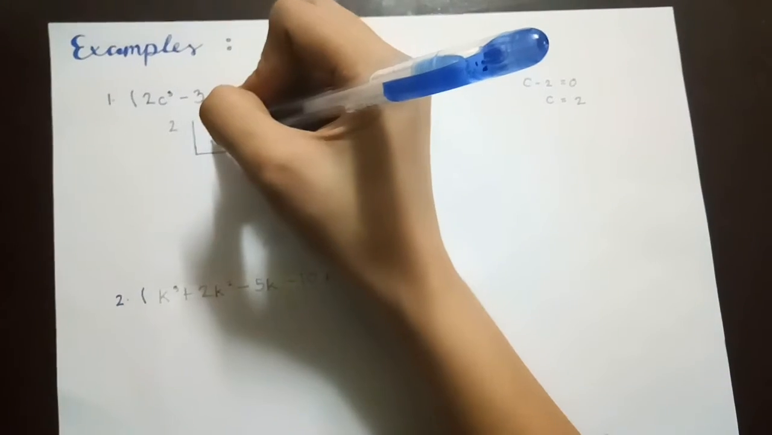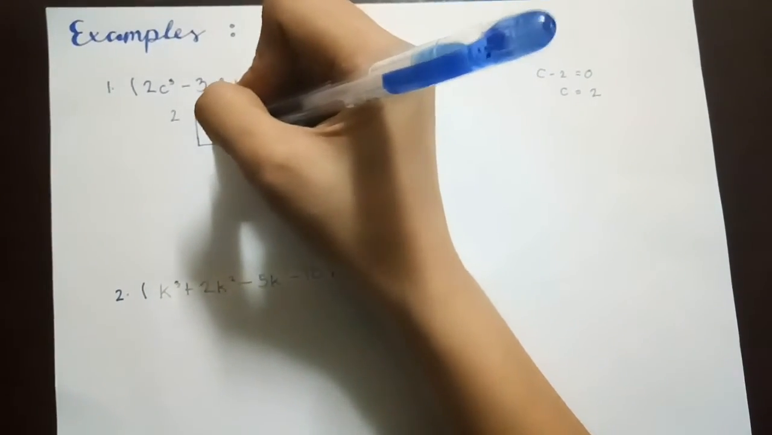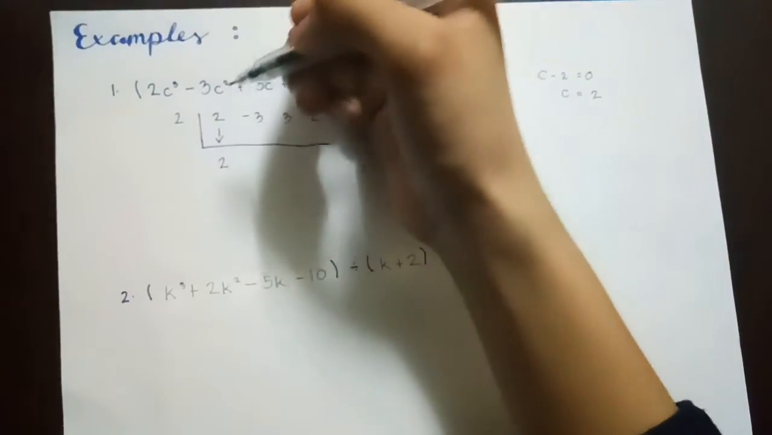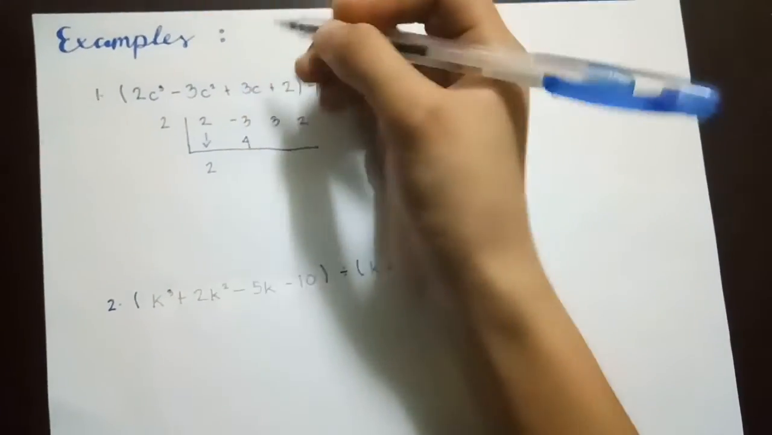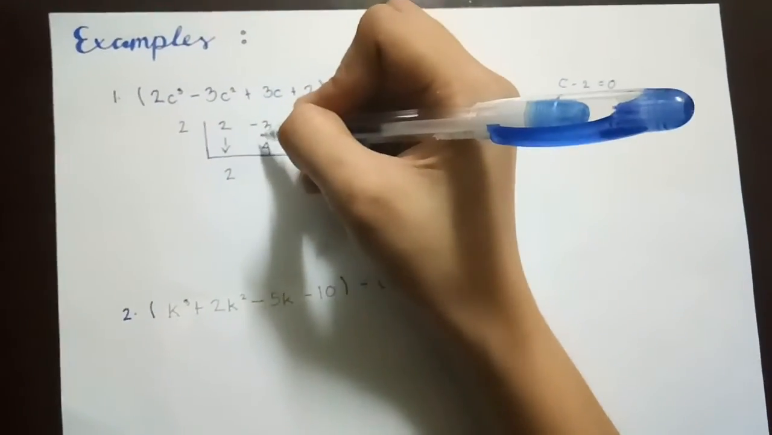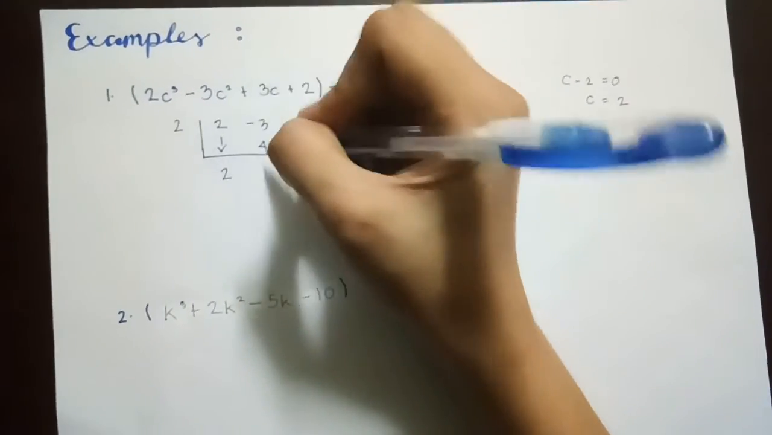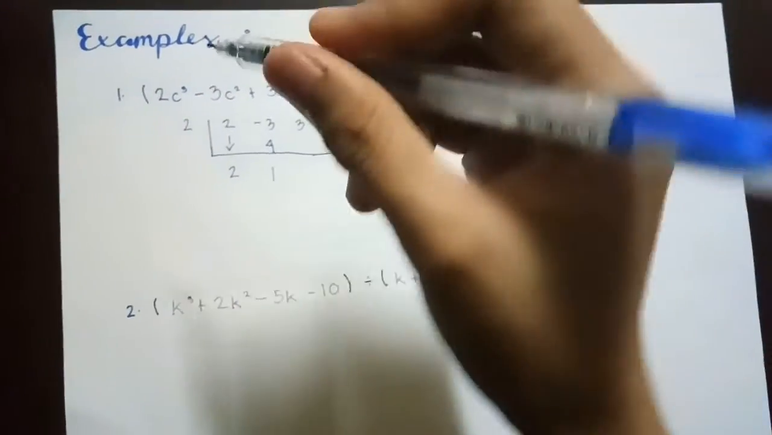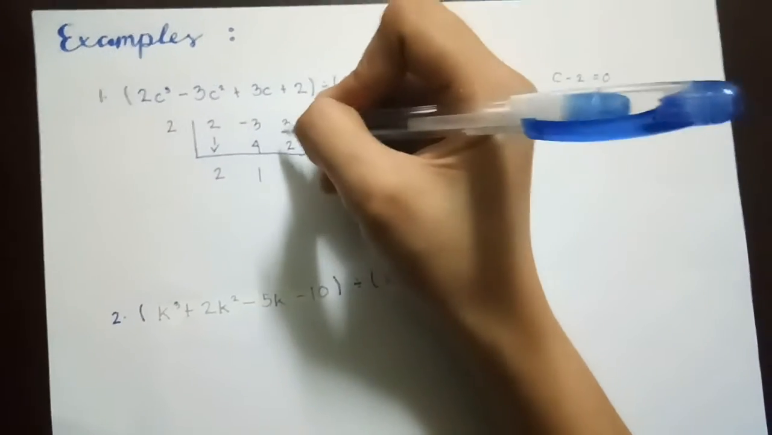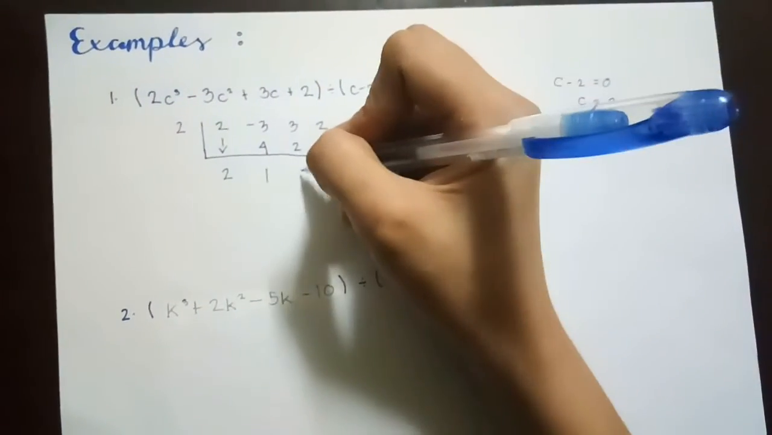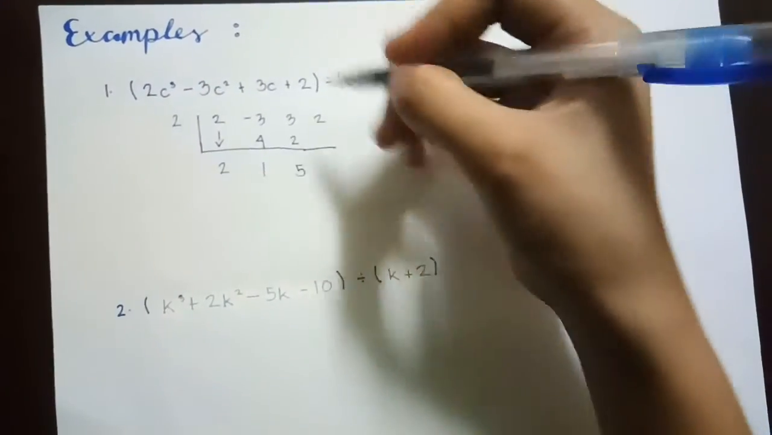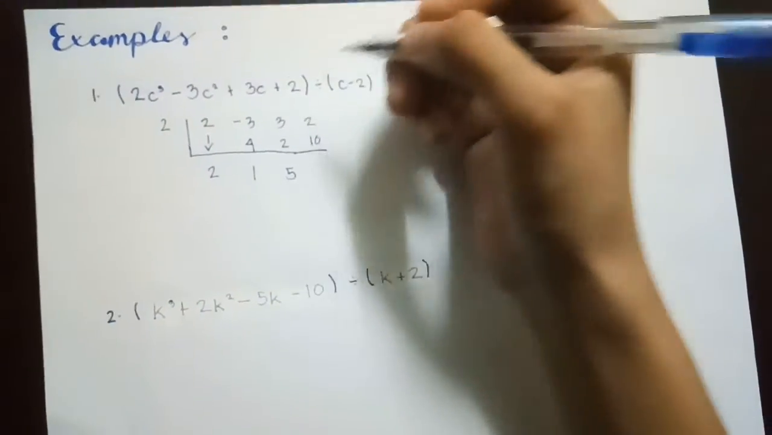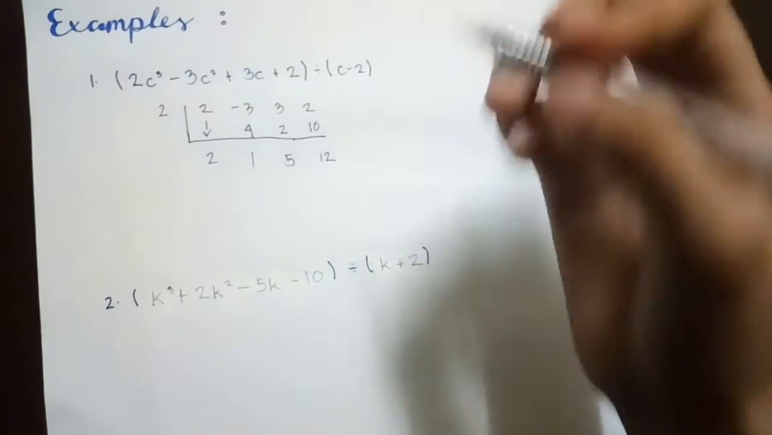So we have to bring down the positive 2, and 2 times 2 is equal to 4, and we'll add negative 3 plus 4, so it'll be positive 1, and 2 times 1 is equal to 2, then add 3 plus 2, 5, then 2 times 5 equals 10, plus 2 is 12.